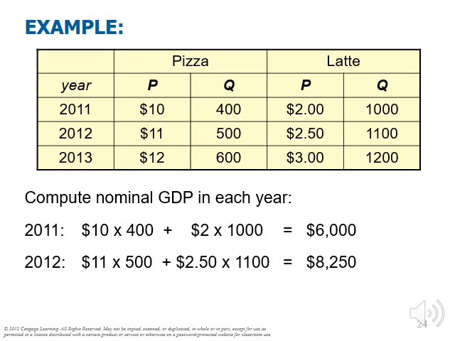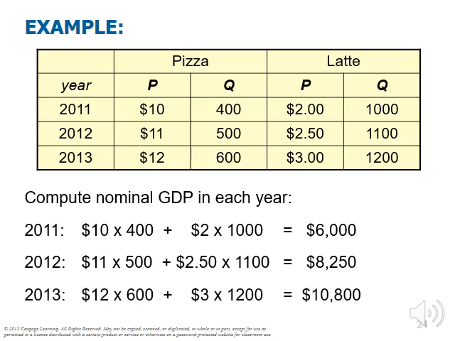If we add up the market value of production, we get $10,800. Let's now compare GDP in 2011 with 2012. GDP increased from 6,000 to 8,250. This is a 37.5% increase. From 2012 to 2013, GDP increased 30.9%. That's astounding, and it's because we're using such simple numbers here.